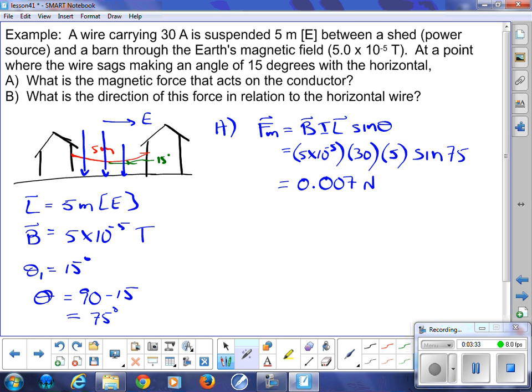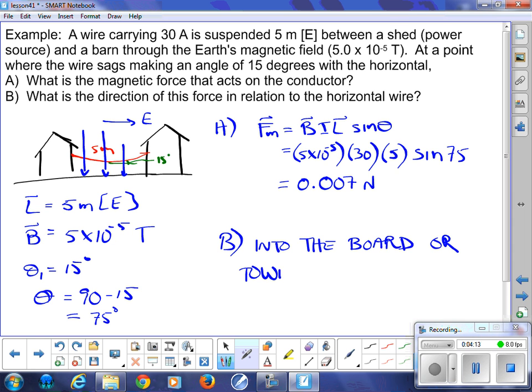So making that correction, we find that we end up with 0.007 newtons of force. And we are going to talk about part B, the direction. So I'm going to take a step back here for a second to figure that out. So part B, what's the direction of this force in relation to the horizontal wire? Well, if you dangle your fingers in the direction, so that would be downward, the current is going to the right, then my palm would be against the smartboard, which means that it is into the board. Into the board would be the force, or towards the north.